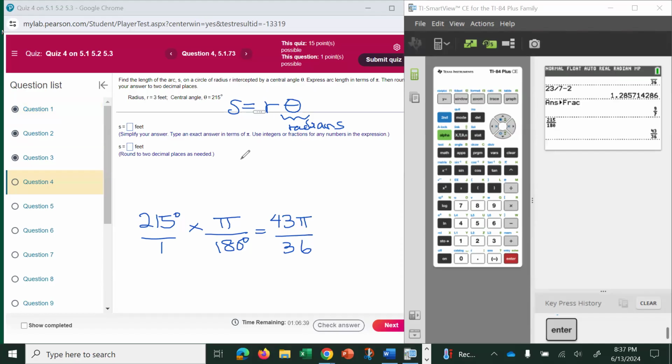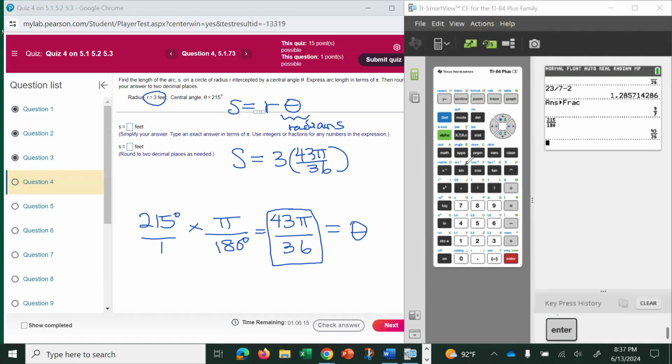Okay, so now I'll put in this formula. It says the radius is given that it's 3 feet. And the central angle, we've converted into 43 pi over 36. So this is the angle in radians. So if I put it in the formula, S equals the radius, which is 3. We're going to multiply it by 43 pi over 36.